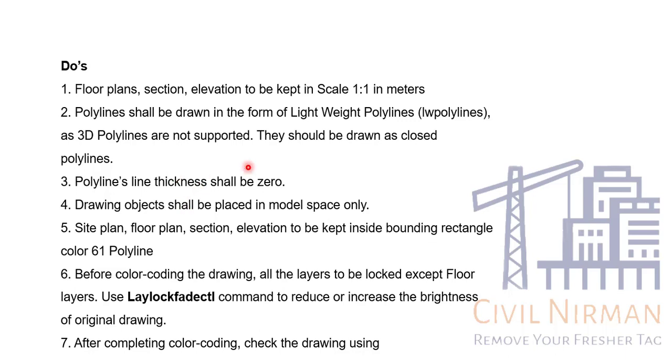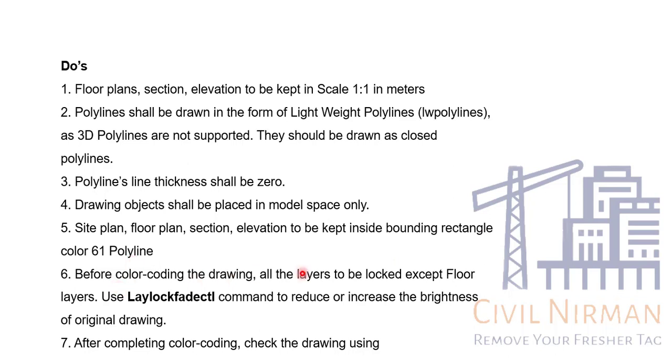Then polylines shall be drawn in the form of lightweight polylines, right? Because 3D polylines are not supported. Then polyline line thickness shall be 0. Drawing objects shall be placed in model space only. Then site plan, floor plan, section and elevation have to be kept inside the bounding rectangle, color 61. That is the color code reference that we will understand later on in the further session.